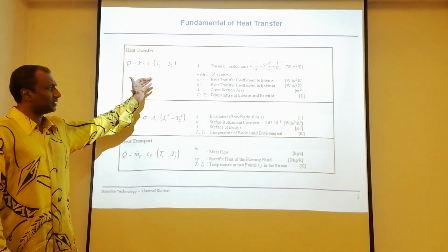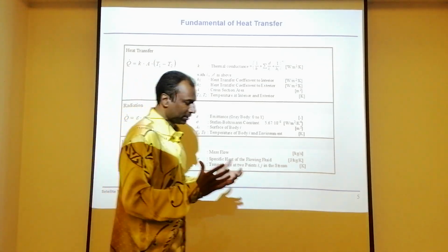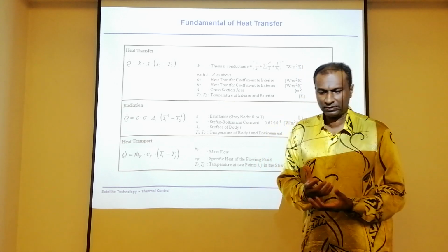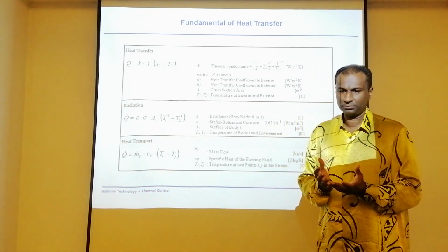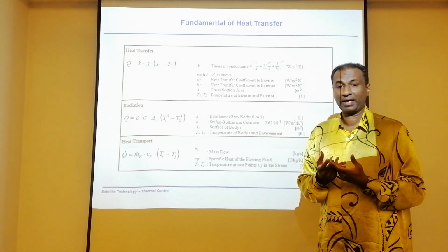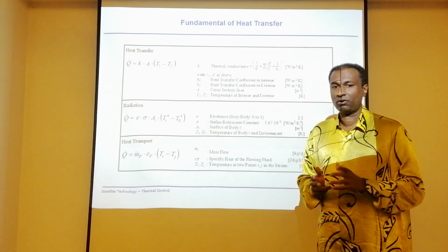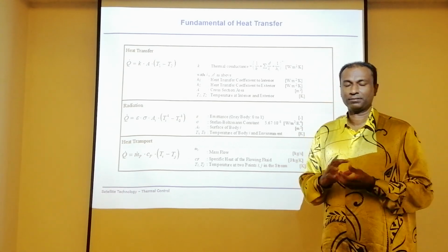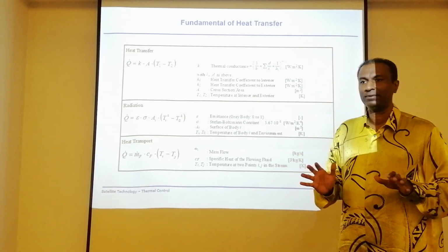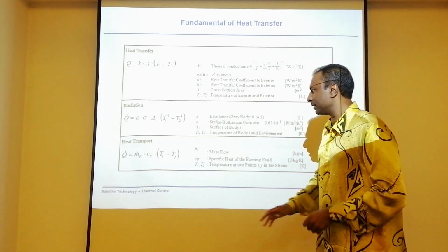Surface area comes in. More important is this: in any heat transfer, the surface area is extremely important, and you need to know what kind of heat transfer mode is going to happen: convection, conduction, or radiation. These are the three modes that you have. You need to establish that, then use the particular formula.